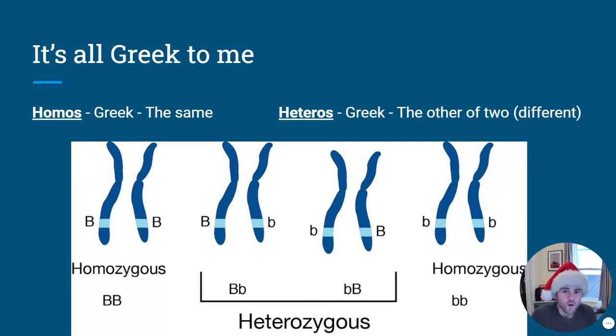So two more words I want you to be familiar with. Homos is Greek for the same. Heteros is Greek for the other of two, or different. So we're going to be referring to these allele combinations as homozygous if they're the same. So like dominant or recessive, those would be homozygous dominant or homozygous recessive. If there's a mixture of alleles, a dominant and a recessive allele, we're going to call that heterozygous, because we have both, or the different ones that are present.